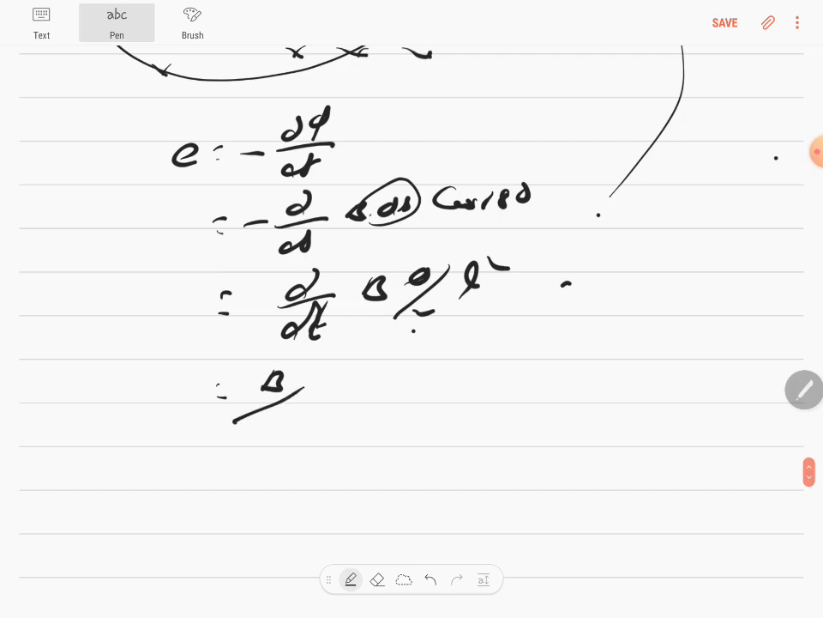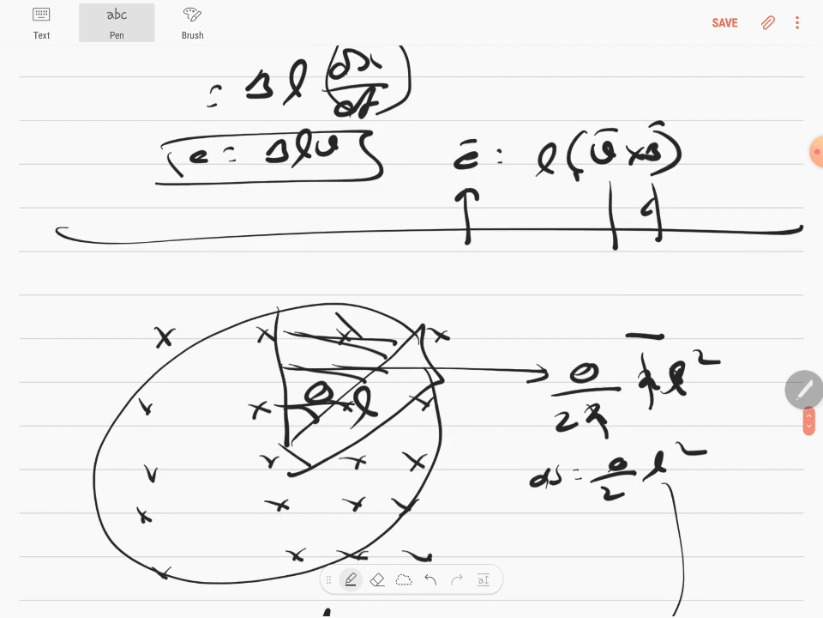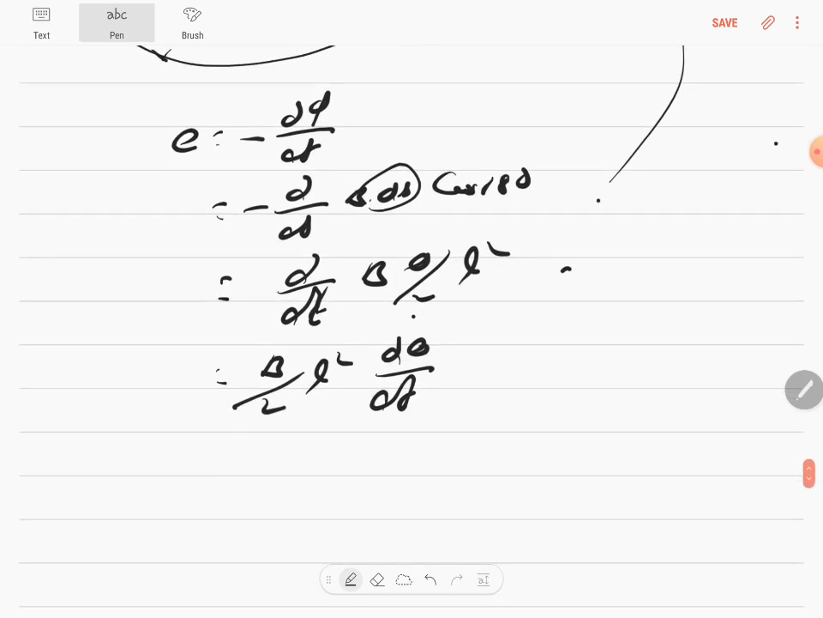What are the constants? B is a constant by 2, L square constant, d theta by dt. Because when it's rotating, theta keeps changing. So d theta by dt itself is omega. So it will be b L square omega by 2.